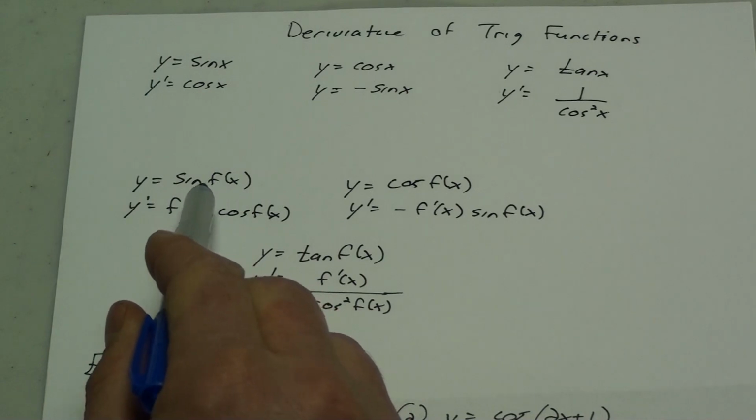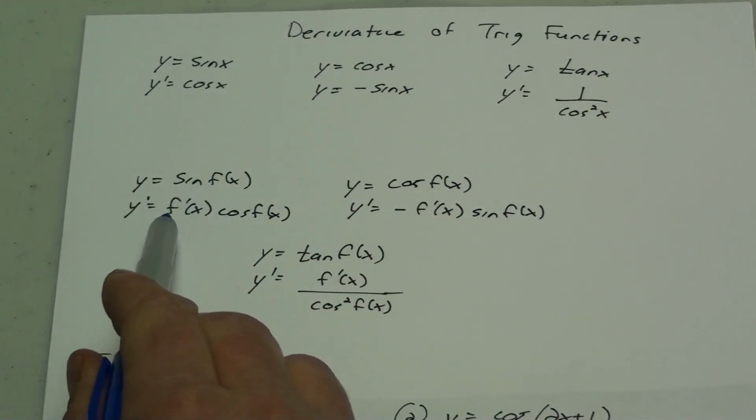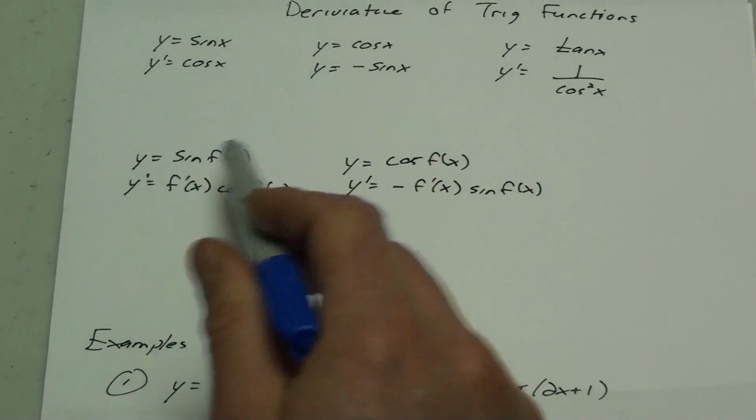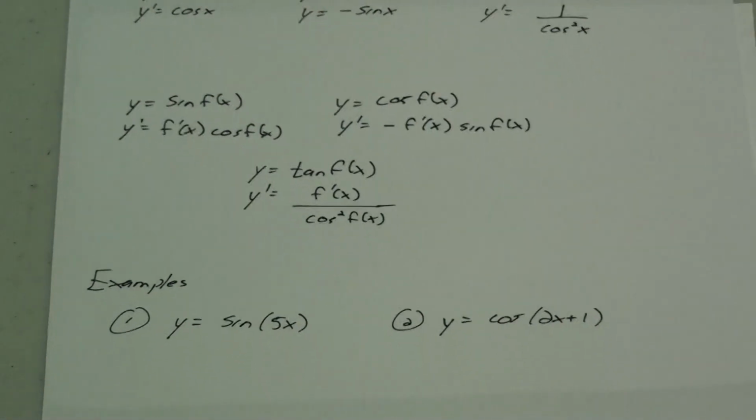If you have a function, instead of just x, you have some sort of other function in brackets, then you need to multiply in front by the derivative of those brackets. And that's pretty standard for all three: sine, cos, and tan. Okay, so I'll do a couple of examples.